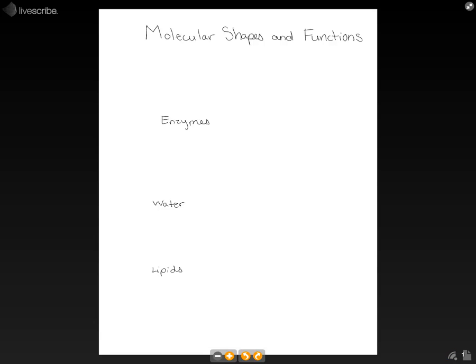Molecular shapes and functions are very important to study because you can learn a lot from them, especially looking at the form. You can often determine a function for the molecule. The shape of a molecule often relates to its function. Examples show why this is true.